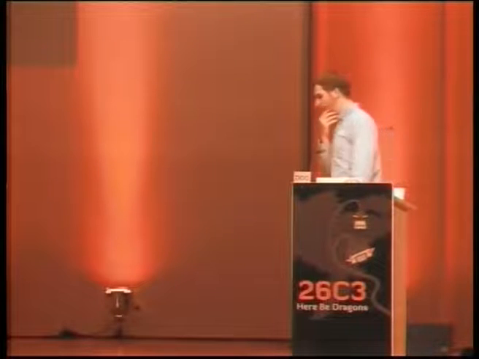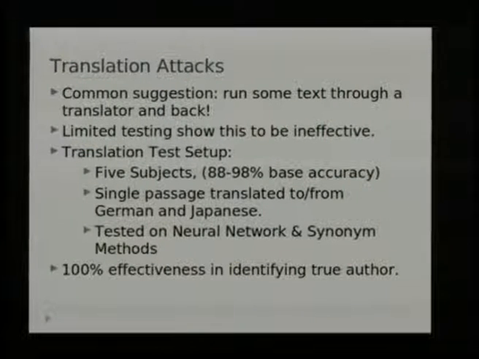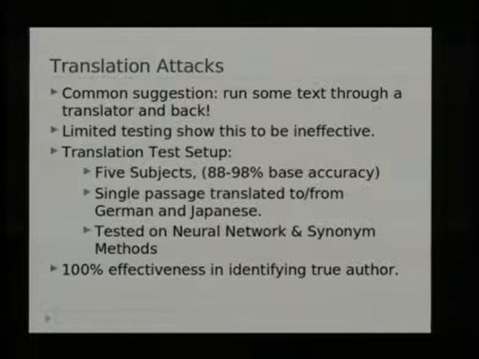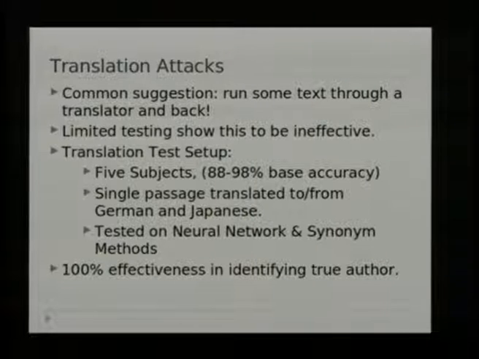A common suggestion that we've received in talking about this research is, wouldn't another way to attack stylometry be to just pass a passage through a translator like Google Translate, translate it from one language and back, and that would probably get rid of a lot of the nuances of the language? So we did a little bit of experimentation before this talk to see if that was true.